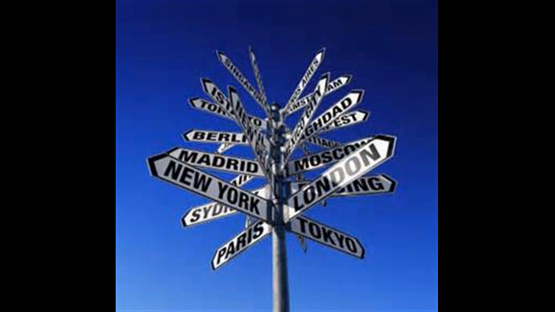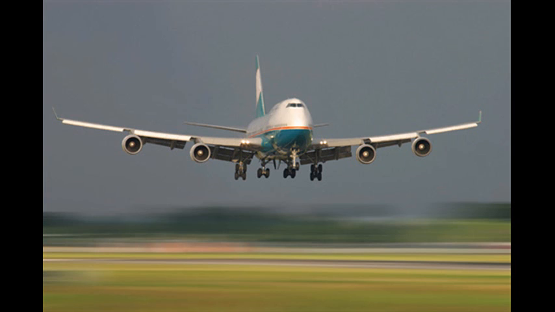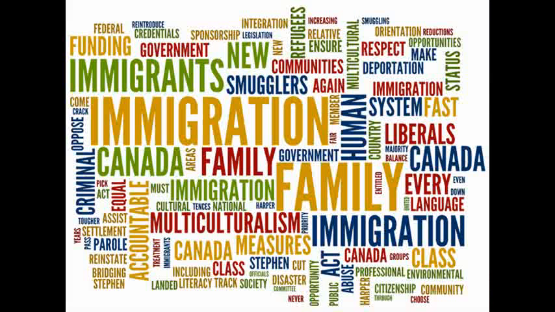A move from a particular location, or out-migration, is referred to as emigration. A person who leaves a particular location is called an emigrant. A move to another location, or in-migration, is referred to as immigration. A person who moves to another location is called an immigrant.